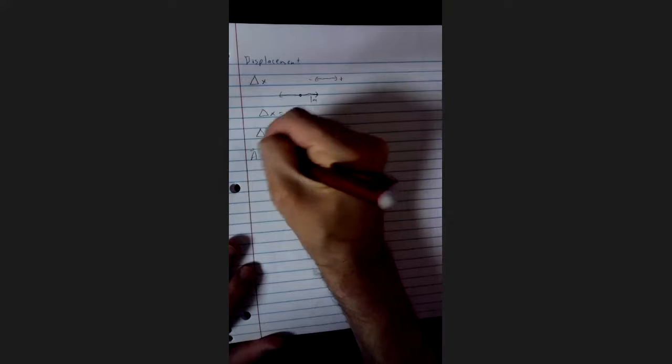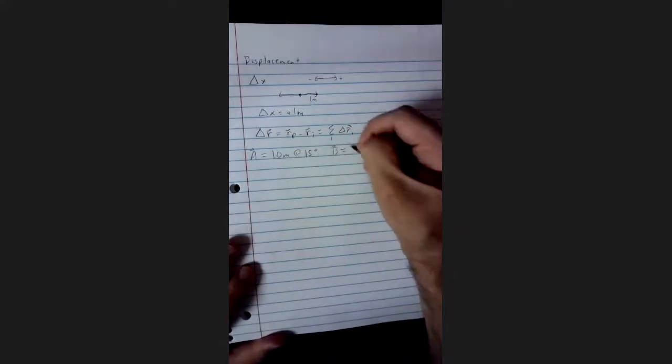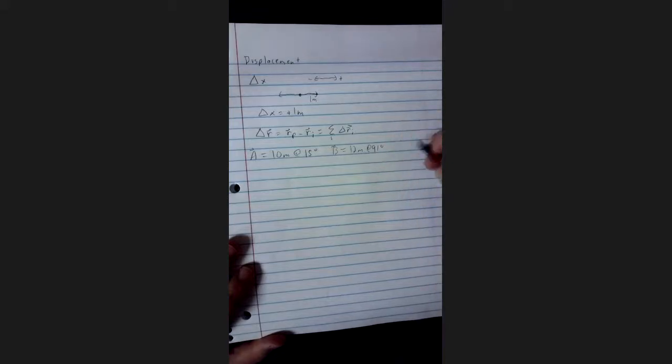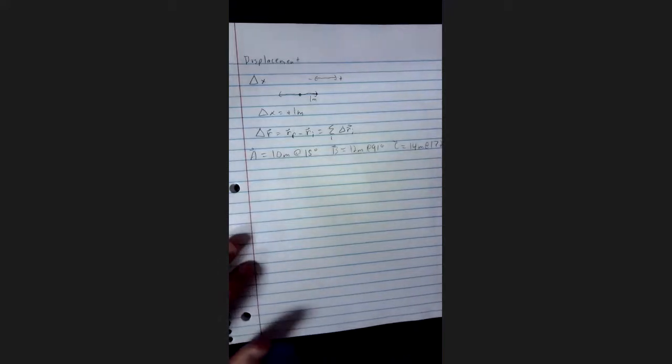So let's do an example. Let's say that an object moved. So first he walked a distance of 10 meters at 15 degrees. We'll call that vector A. Then from there, he walks a distance of 12 meters at 91 degrees. We'll call that vector B. And then finally, he walks a distance of 14 meters at 172 degrees.